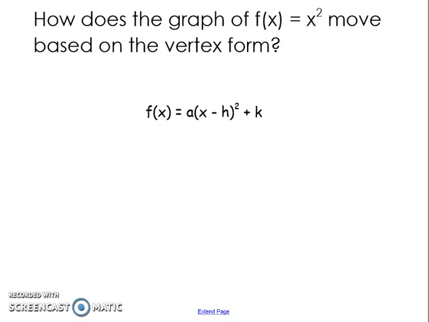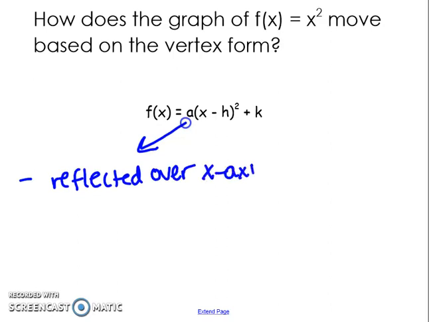When we look at vertex form, there are a couple of things that the a value can do. First, the a value can be negative. If it's negative, it means that it's reflected over the x-axis. If it's positive, it's not. Then the a value can be greater than 1. If a is greater than 1, that means that this is going to be a vertical stretch. So the graph itself is going to be stretched up, meaning that it's going to appear skinnier since every point is going to be pulled.